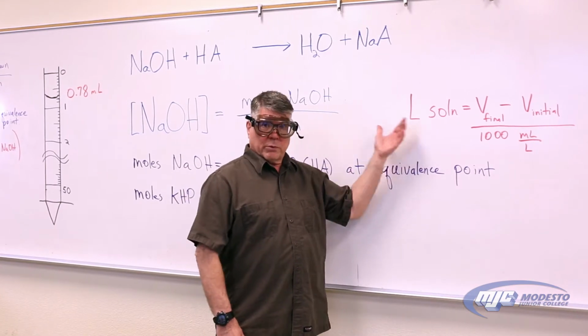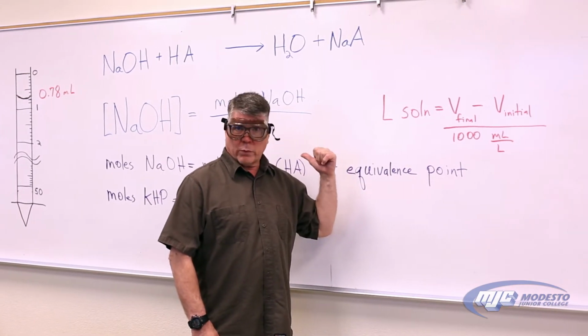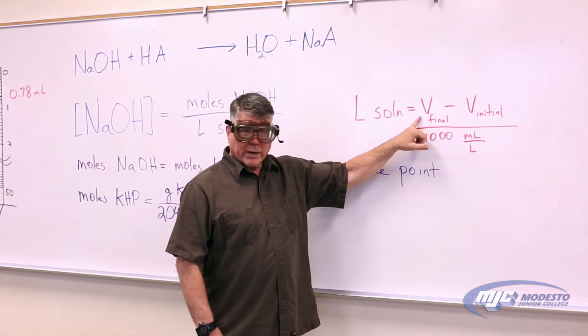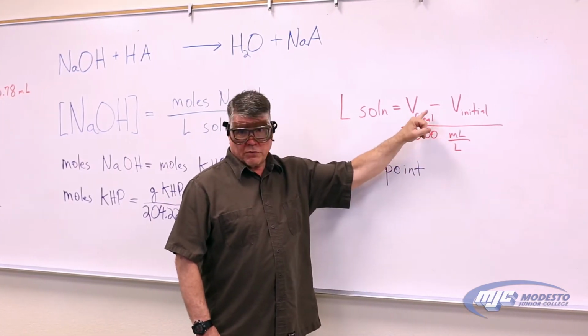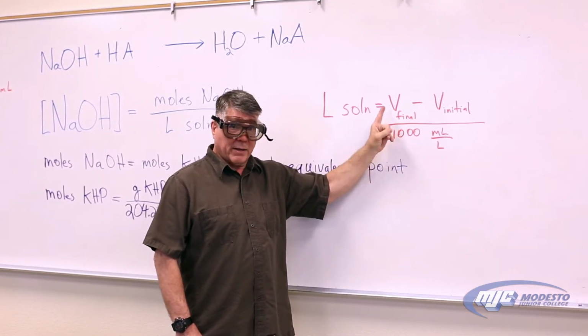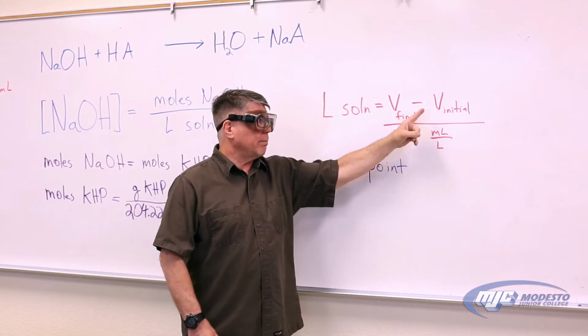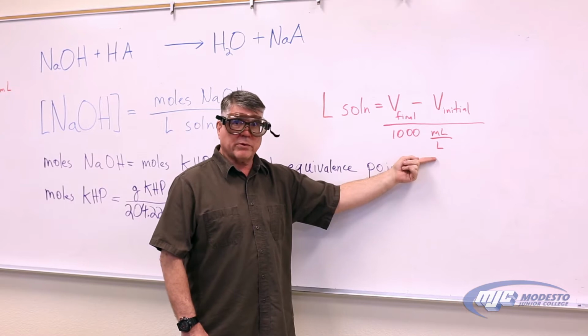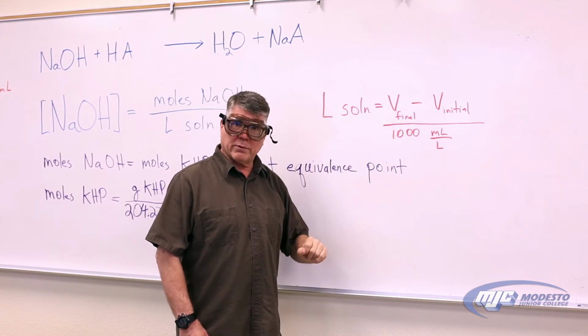So the liters of solution, which is just the denominator in the equation for the concentration of sodium hydroxide, is real easy. It's just the final volume minus the initial volume, which is going to be in milliliters. These numbers right here, guys, we read from the Buret, the final, the end volume, and the starting volume. And we divide by 1,000 milliliters per liter. That'll convert it to liters like we need to.